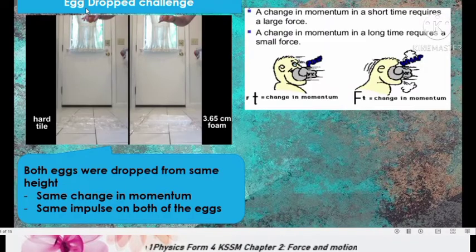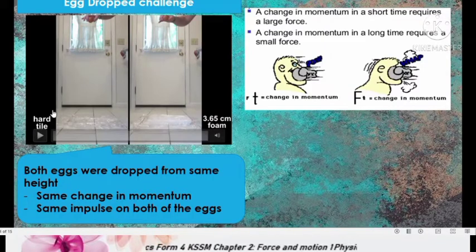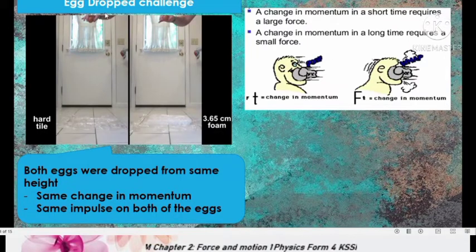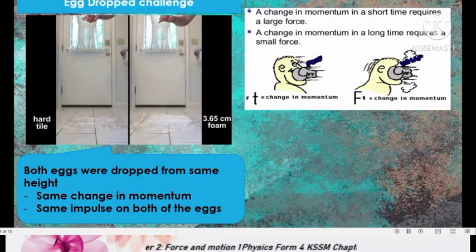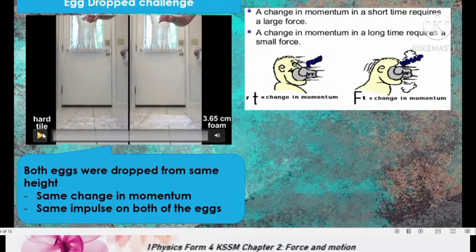Look at this video. In this video, we want to show what happens when we have eggs released from the same height. But in the first situation, we drop it on the floor. The second one, we drop it on a foam or a sponge. Okay, so what do you think? What happens to both of the eggs? Let's watch the video.